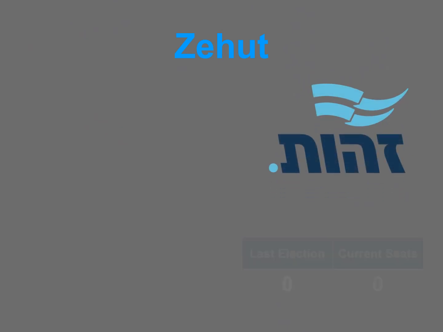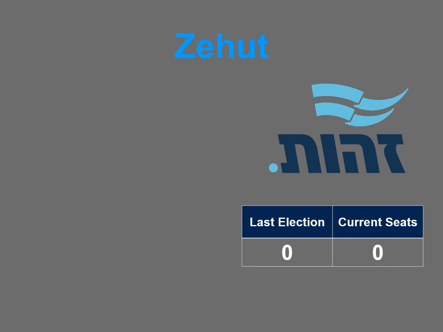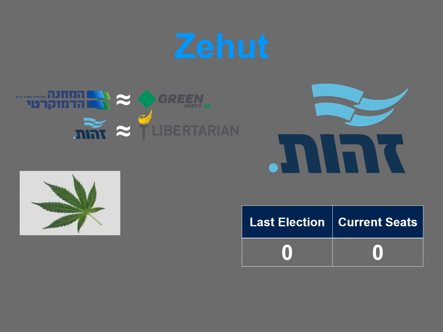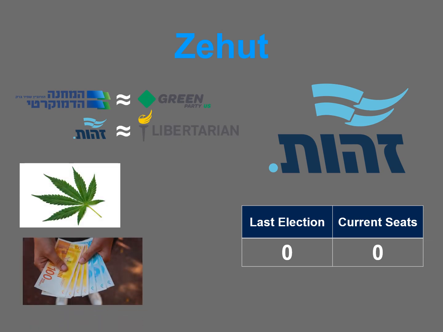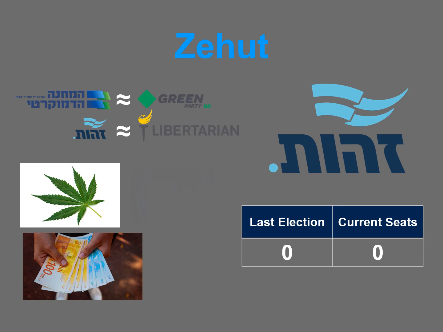The last major party involved in the election is Zehut, which came up short in the April election with 2.74%. If the Democratic Union can be likened to the US's Green Party, then Zehut can be likened to the Libertarian Party. It supports the legalization of marijuana and endorses free market economics. It is also supportive of a one-state solution.